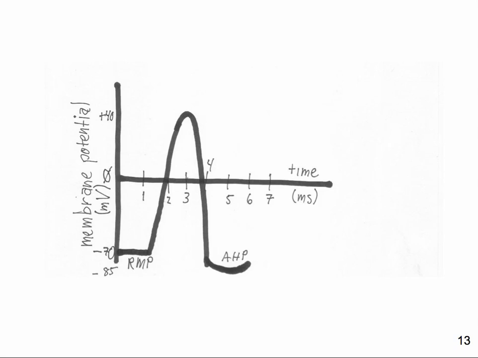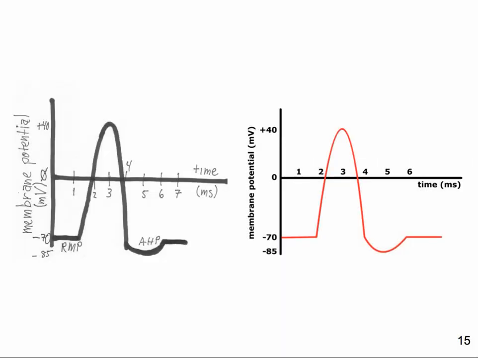The after hyperpolarization lasts for approximately 2 milliseconds, and it looks like a shallow, round dip that ends by returning to the resting membrane potential. You then draw the membrane potential holding steady at the resting membrane potential. That completes the drawing of the action potential of a neuron.